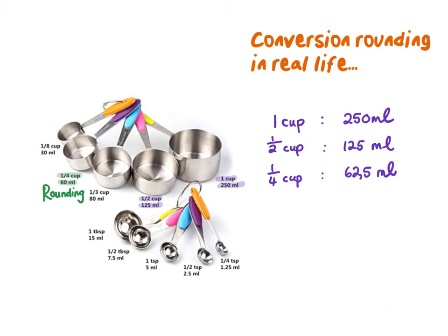Therefore, if I look at an eighth cup, they didn't halve this again to 31.25 mils, but it was rounded off to 30 mils, which is just half of the 60 mils. So for practical reasons, both these cup measurements were rounded off, the eighth cup and the quarter cup.